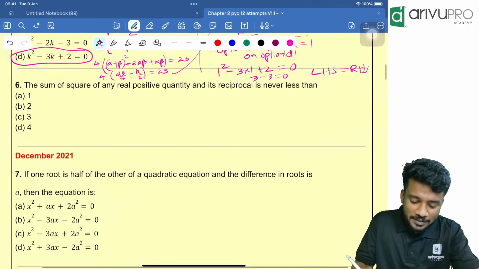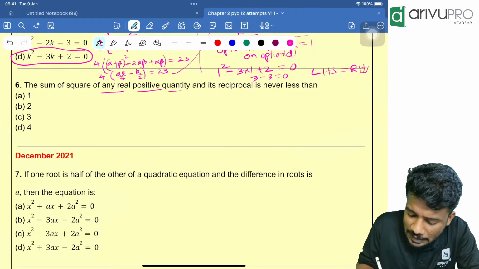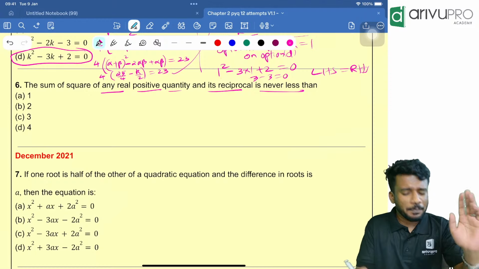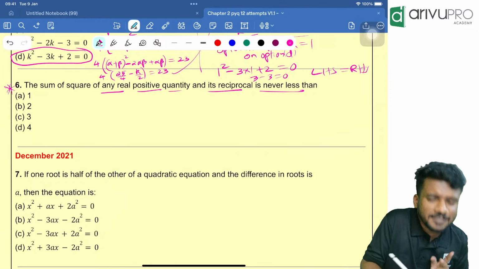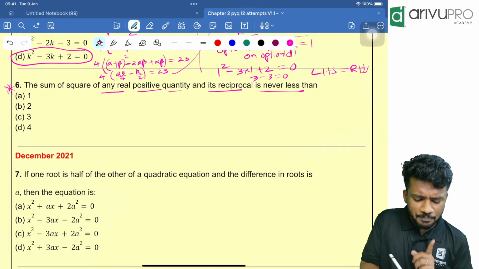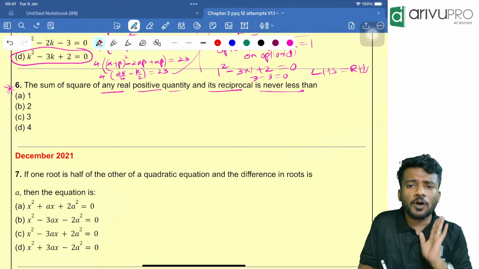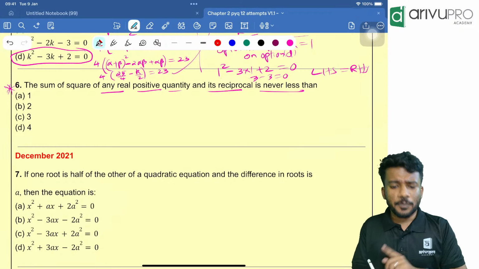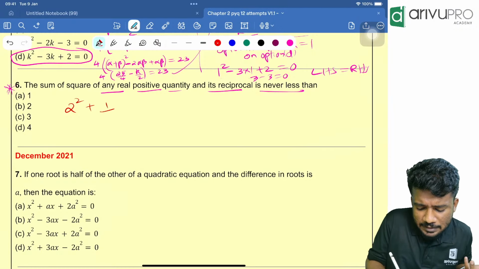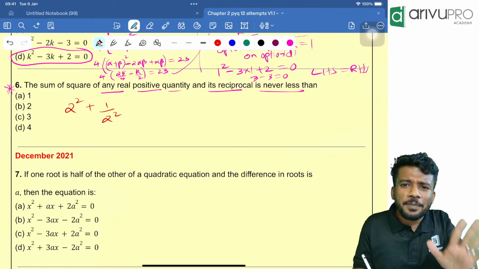Next question. The sum of the squares of any real positive quantity and its reciprocal is never less than what? People, the easiest way, a trick is coming. The easiest way to solve this question is, for example, they are telling the sum of the squares of any real positive quantity and its reciprocal. For example, I am taking 2 square and its reciprocal square, which means 1 by 2 square.